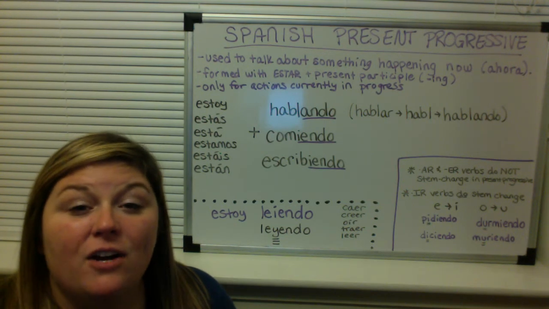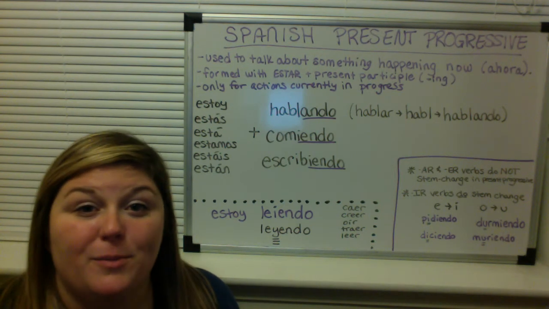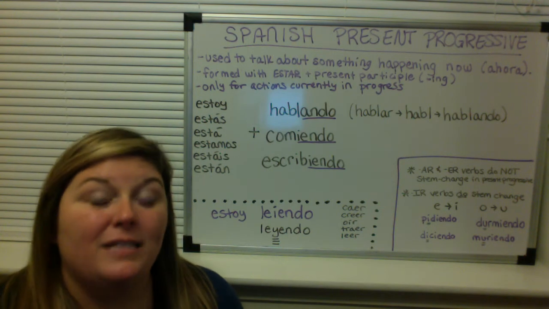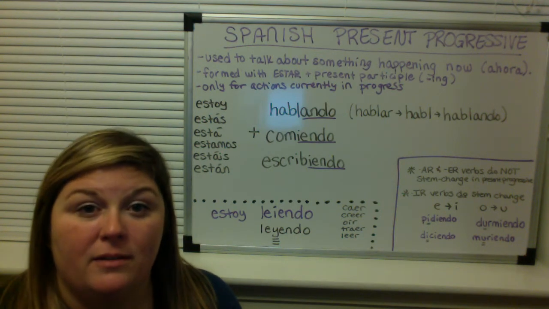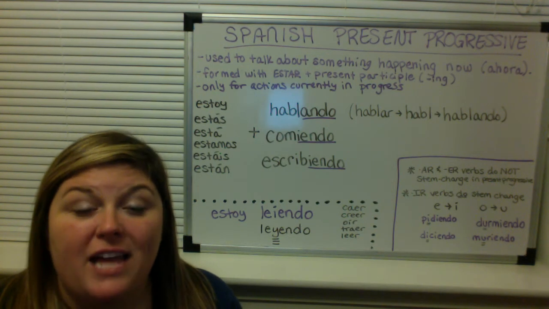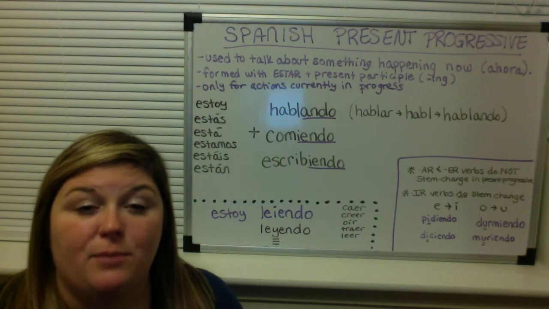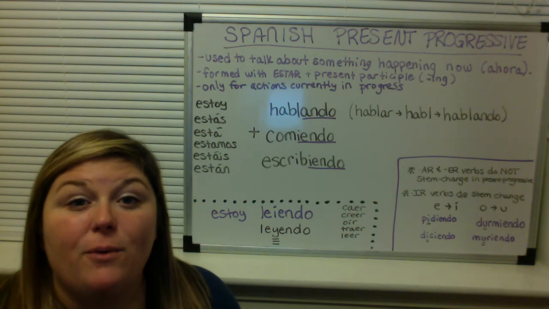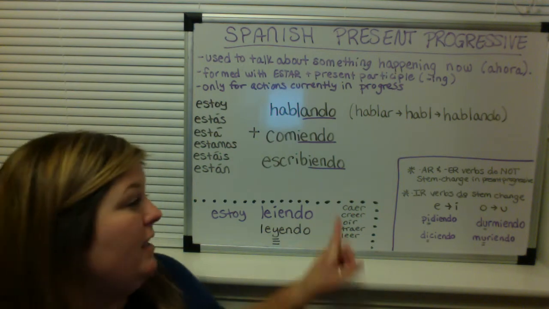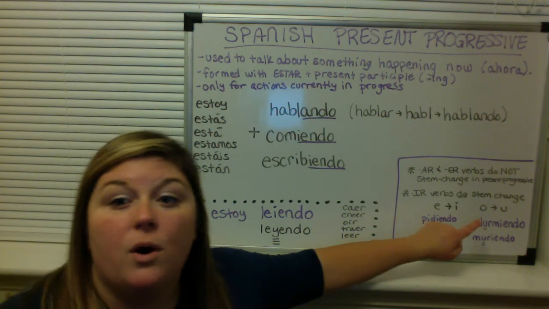and IR verbs that stem change. Now, again, not every single IR verb in the Spanish language is a stem changer. But if it is normally a stem changing verb, and it's an IR verb, then you will still stem change. And there are only two options for stem changing in the present progressive. So, if you have an IR verb that's normally a stem changer, you're going to change it from either E to I or O to U.